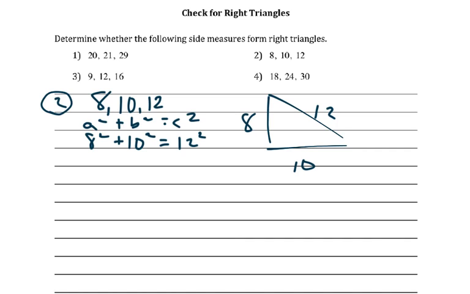And I don't like to jump to those answers. I like to see it worked out. 64 plus 100 is 144. And then when I add 64 and 100, I get 164. And then on the right side, I get 144. And what we figured out is that this does not equal each other.